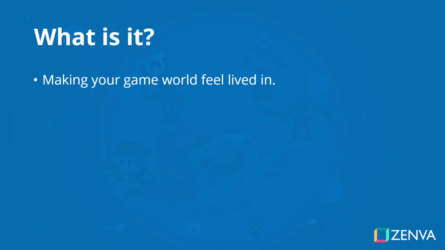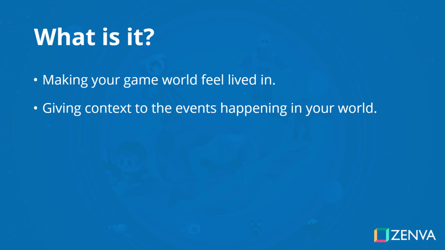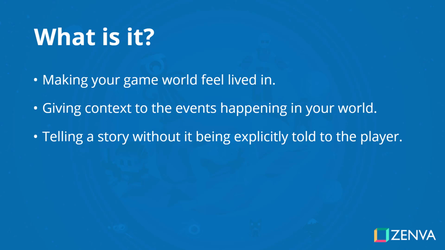You want to make it feel as if the world you're in can exist and the context behind it is explained to the player. Okay, you need to give context to the events happening in your world. Is there currently a war happening? Is there a plague? Is there some sort of event happening that the player needs to know about? And telling a story without it being explicitly told to the player, okay? You don't want to basically just shout out to the player, this is what's happening. Instead, you might want to subtly add it in through your world to reinforce certain things.